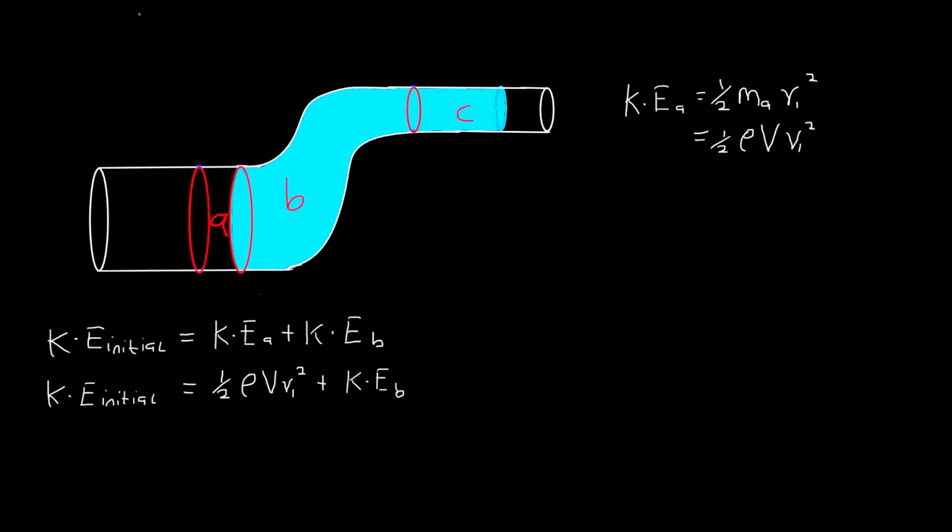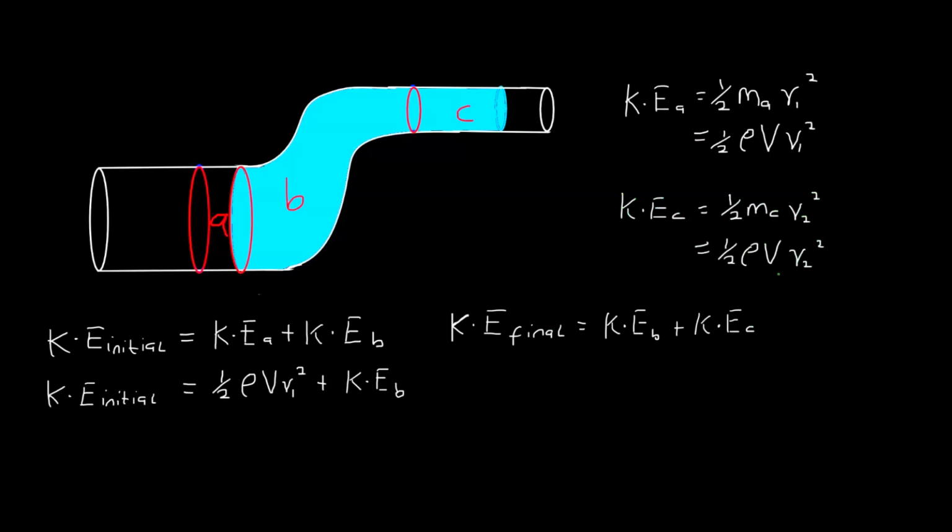Now in the final state, our fluid occupies only sections B and C. So its total kinetic energy would be the kinetic energy within B plus the kinetic energy within C. And the kinetic energy within C equals 1 over 2 rho V times v2 squared. So the total kinetic energy in the final state equals the kinetic energy of the fluid within section B plus 1 over 2 rho V times v2 squared.